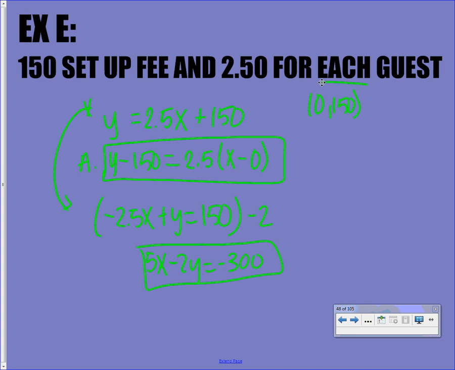So today is all about going between all three different forms and learning point slope form, and that is section 4. So congratulations, you made it to the end.